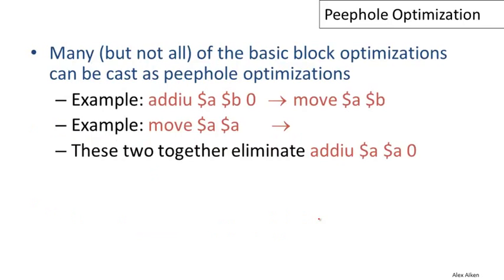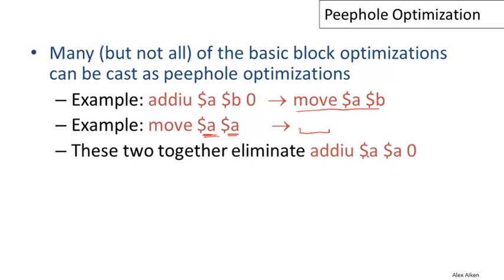So many, but not quite all, of the basic block optimizations that we've discussed in the last video can be cast also as peephole optimizations. So for example, if we are adding 0 to a register and then storing it in another register, well, that can be replaced by a register move. If we're moving a value from the same register to itself, so this is like a self-assignment, well, that instruction can just be deleted, replaced by the empty sequence of instructions.